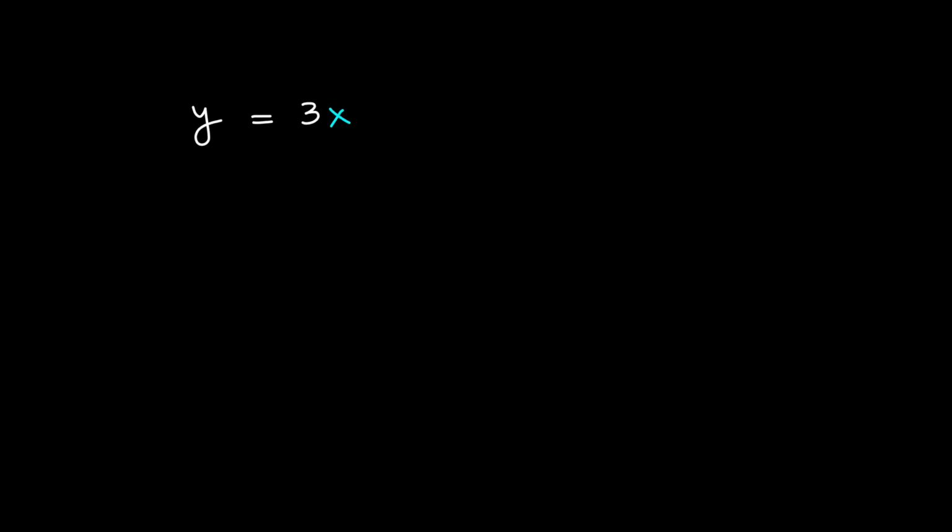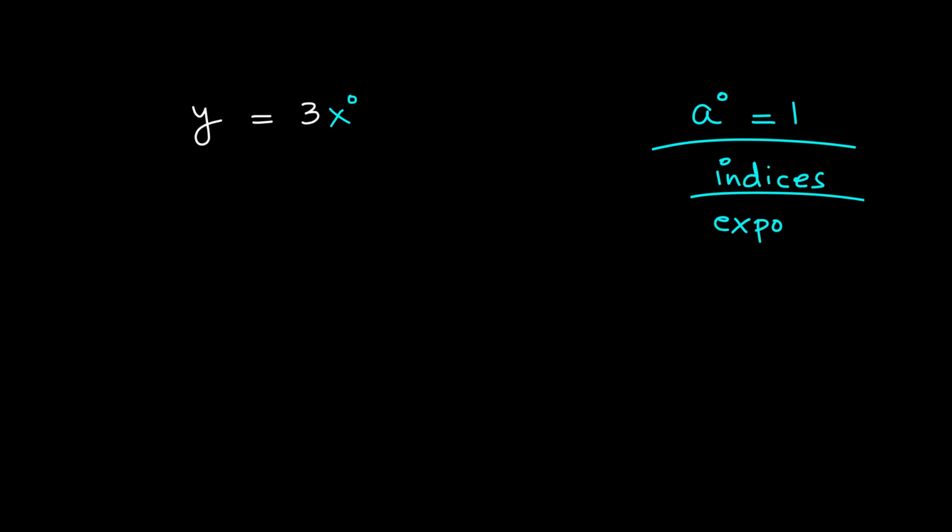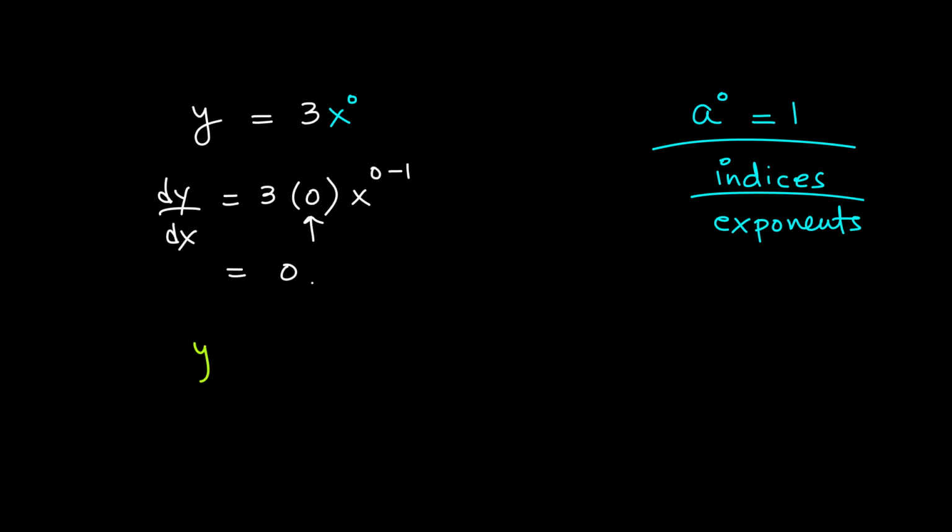The variable is missing because the power of the variable is 0. A raised to the power of 0 is 1. We know this from the rules of indices or exponents. So now when we differentiate it, dy by dx, 3 remains as it is, 0 comes down, the power of x reduces by 1, but because of the 0, everything becomes 0. So in short, whenever y equals a constant, dy by dx equals 0.